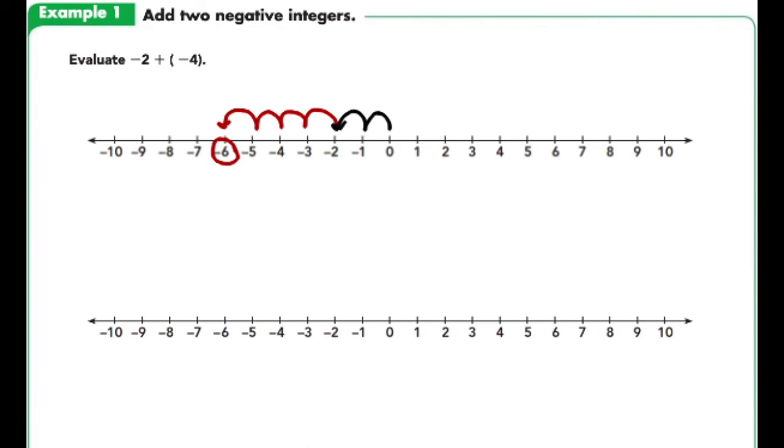The next method of using a number line, we could just start at whatever our first integer is. Our first integer here is a -2, so we'll start at the -2 and we will move left 4 spaces, and that still brings us to a -6.